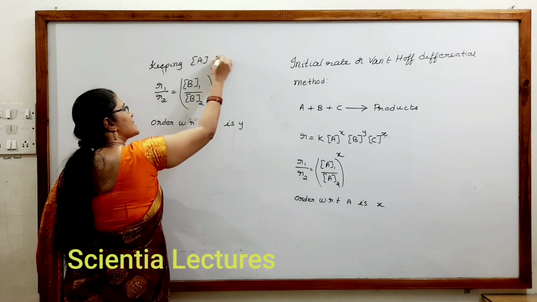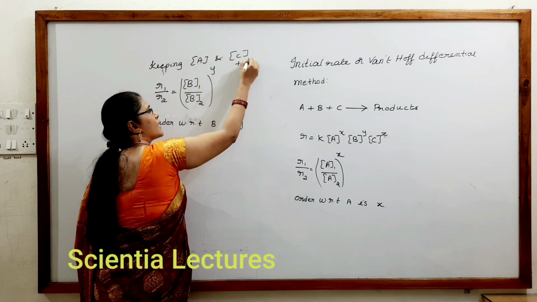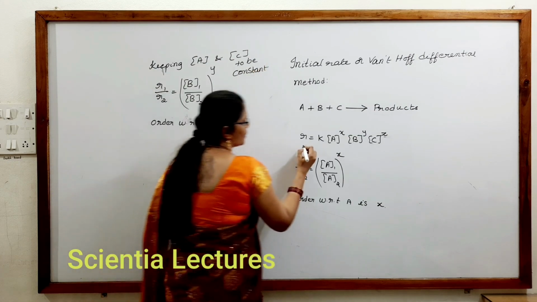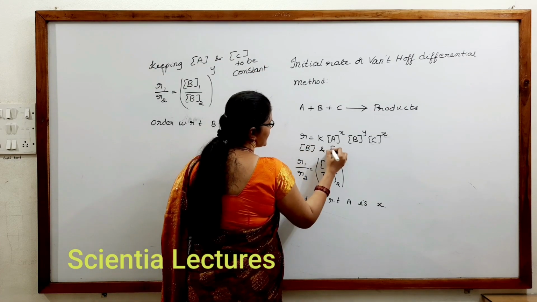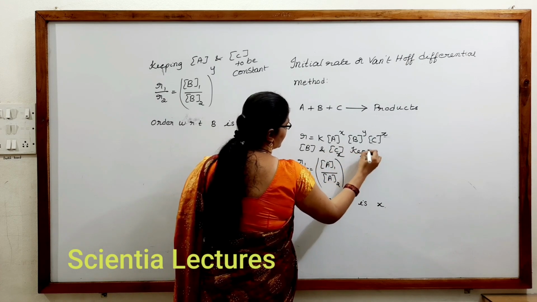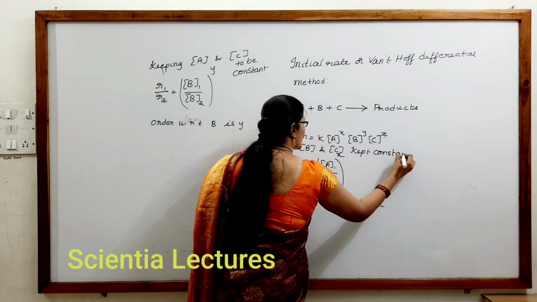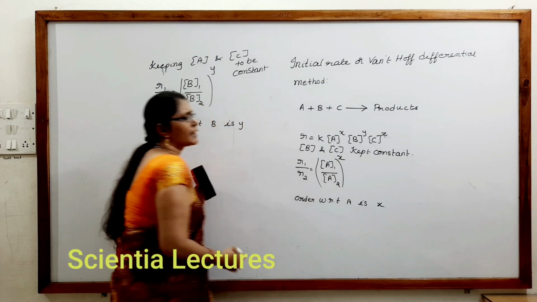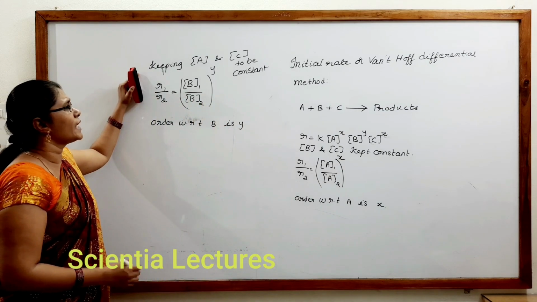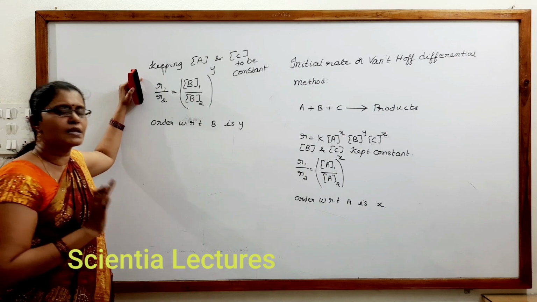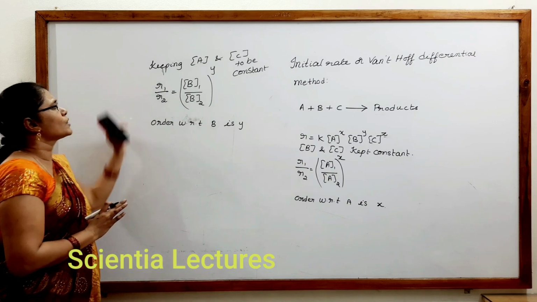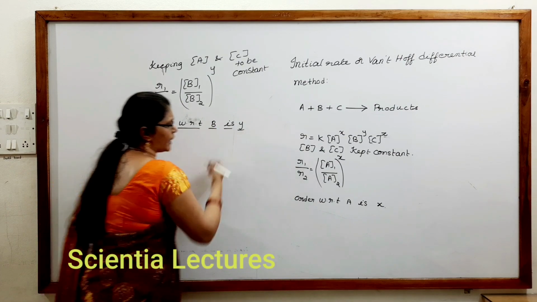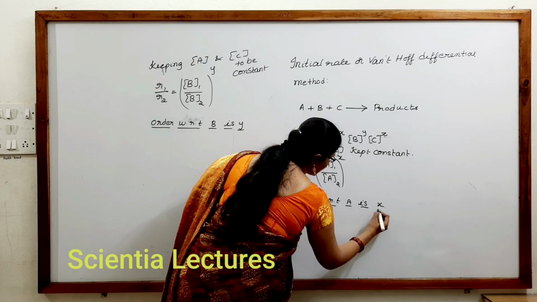Now, keeping concentration of A and C constant. Here, concentration of B and C are kept constant by taking in excess. Here concentration of A and C are kept constant. We are not varying the concentration of A and C. So R1 by R2 equals concentration of B1 by B2 to the power of Y. Order with respect to B here is Y. Here order with respect to A is X.